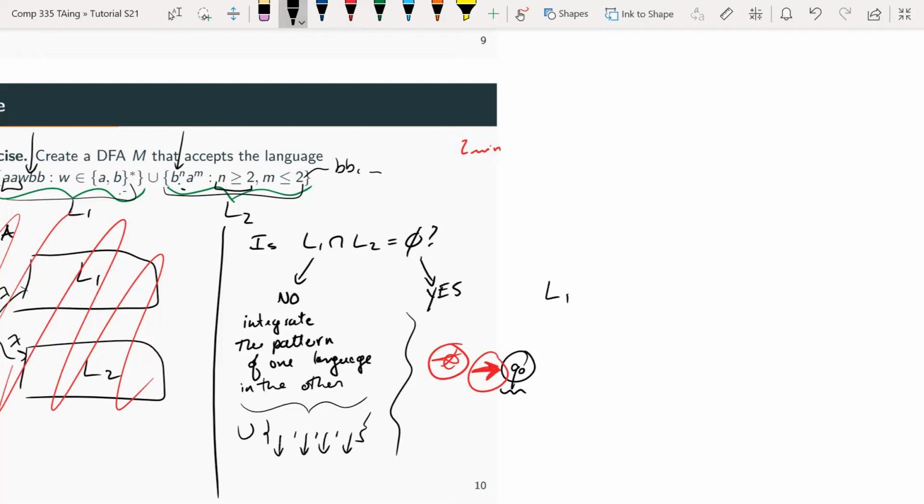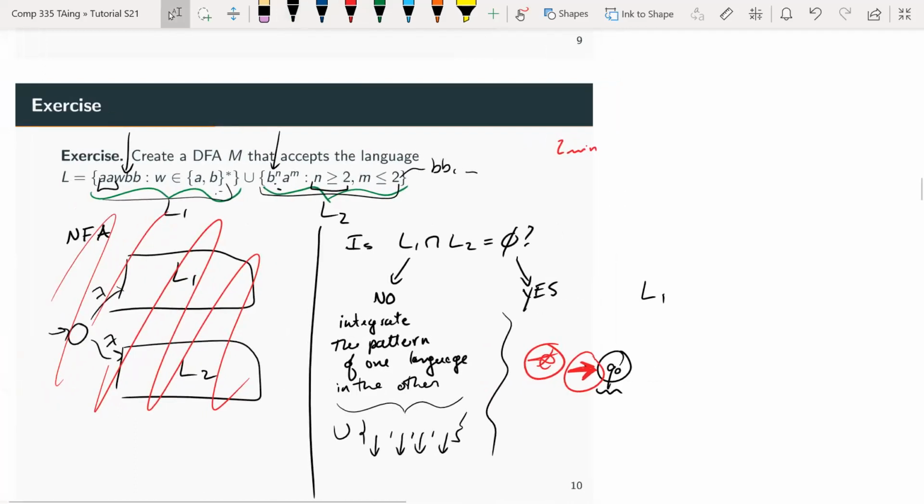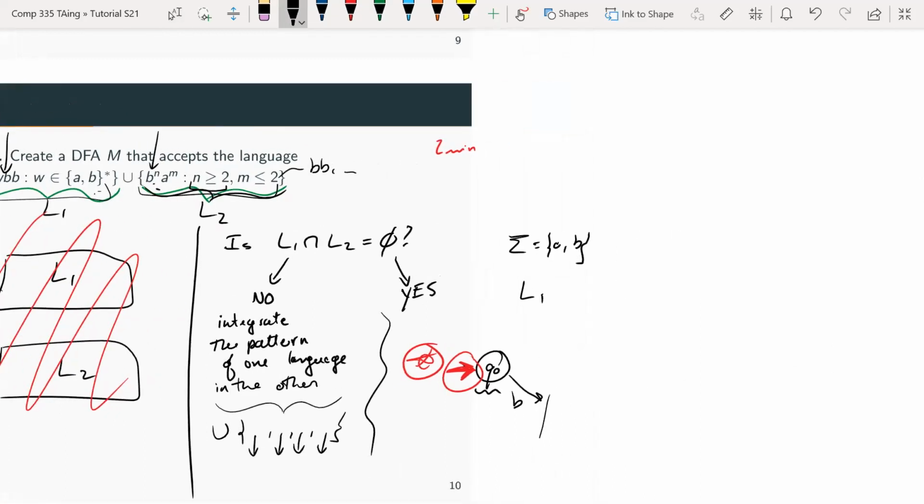Okay, so we start at Q0. So what can happen, right? What's nice about DFAs is that they're deterministic. So it's always a deterministic choice of what can happen, right? In this case, my alphabet is A, B. And so I know that from Q0, I can either read an A or a B. If I read a B, that's going to go somewhere in this language. Okay, so I'm not going to worry about the B for now.